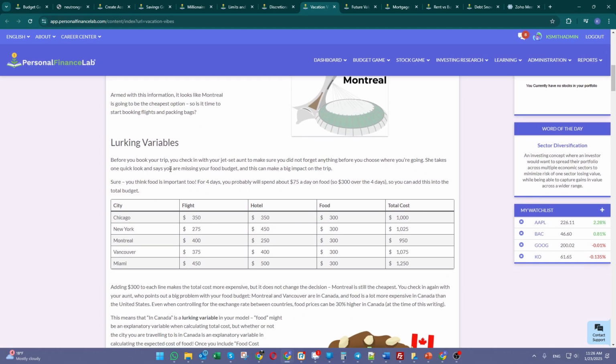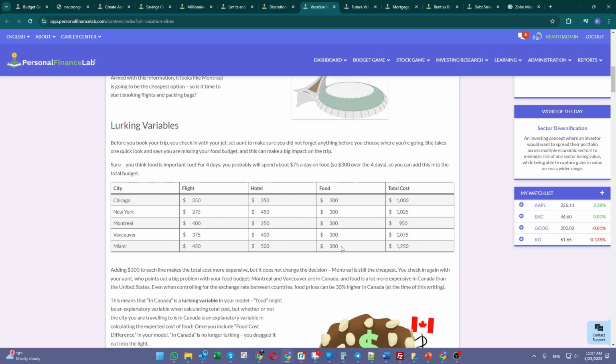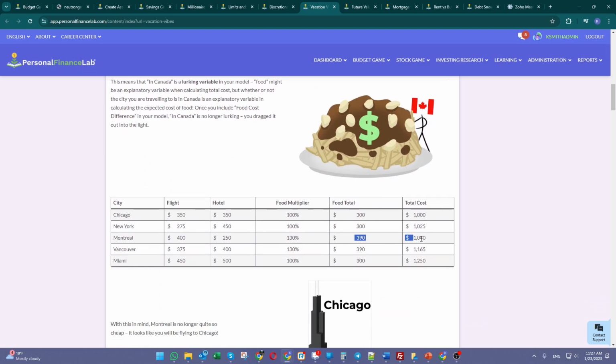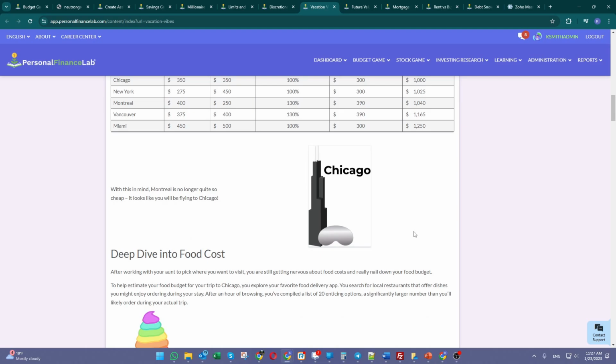So lurking variable, two of the examples here are in Canada. And in Canada, the cost of food is actually higher than in the United States. And so there's a lurking variable in here where this assumption of food being equal everywhere is not actually true. They have to include that cost in the calculations.